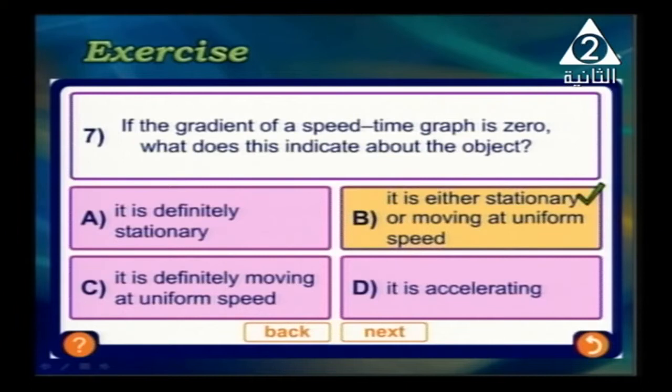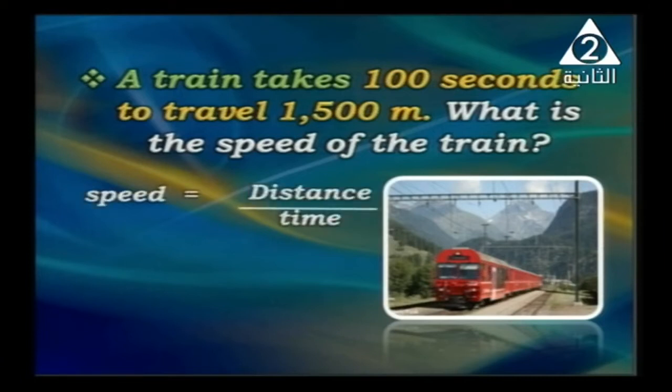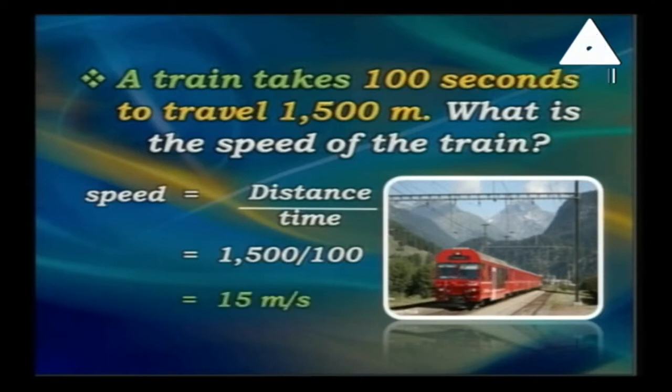After that, we have another problem like this. A train takes 100 seconds to travel 1,500 meters or 1.5 kilometers. What is the speed of this train? It is very easy to know this. Speed is equal to distance divided by time, so this is 1500 divided by 100 seconds. Because this is meters divided by seconds, here this is 15 meters per second. This is the speed of this train.